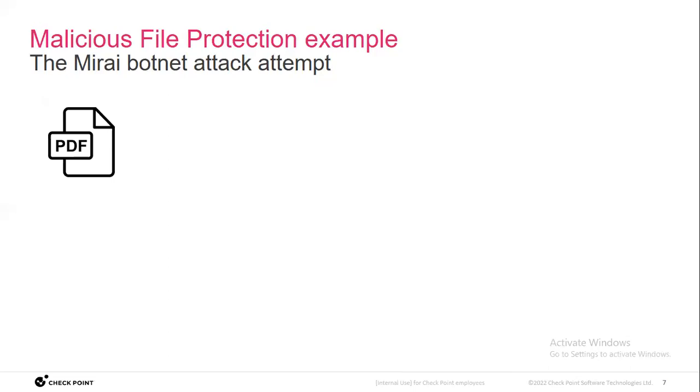So the malware was embedded in the PDF, and what happened was the user went to download it on his or her computer, and the computer had endpoint protection. And the endpoint protection said, no, this is bad. This is no good. It's malware. You can't download it on this computer, right?